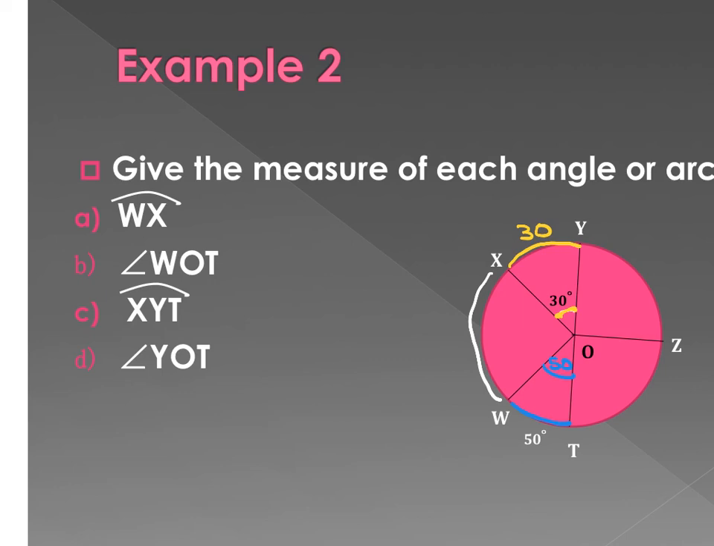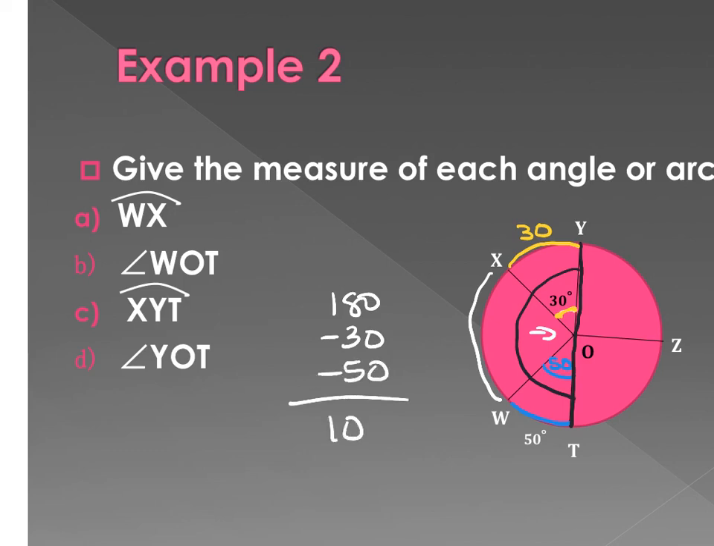YT, this is my diameter. And if I know that these three angles here are on the side of the semicircle, I could figure out my missing piece right here by doing 180 minus the 30 minus the 50. And that missing piece is going to be 100. Which gives me the arc that I was looking for. So 100 degrees.